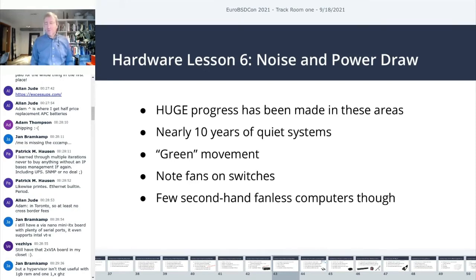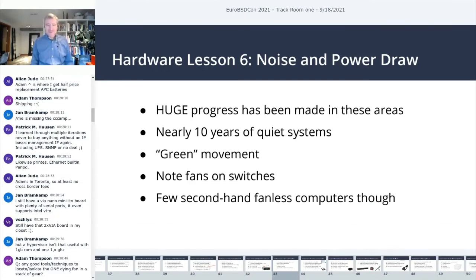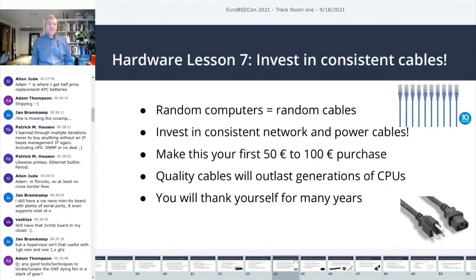I do know quite a few people who have had servers under their beds, literally. It's like, watch for dust, but bless your heart. You couldn't do that before, and you certainly couldn't afford that before. But on that point, one last one there. There are not a lot of secondhand fanless devices, strangely.